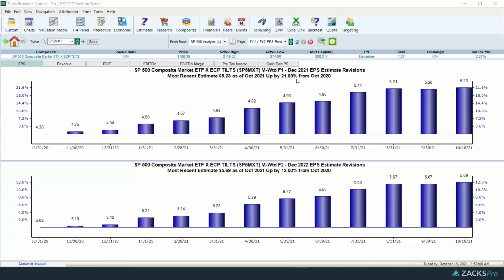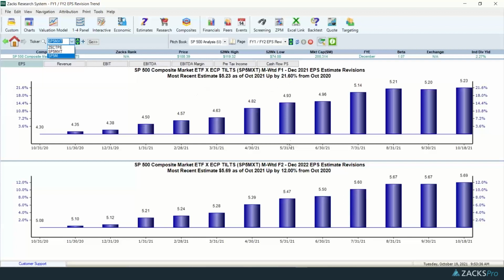And the interesting thing I want everyone to note here is the percentages, okay? So if we look at the December 2021 EPS estimate currently right now at 523, that is up 21.6% from the October 2020 read of 430. And so I just want you to pay attention to these numbers, 21.6 and 12 for FY2. And FY2 is going to be that December 2022 number of 569. That's up only 12%.